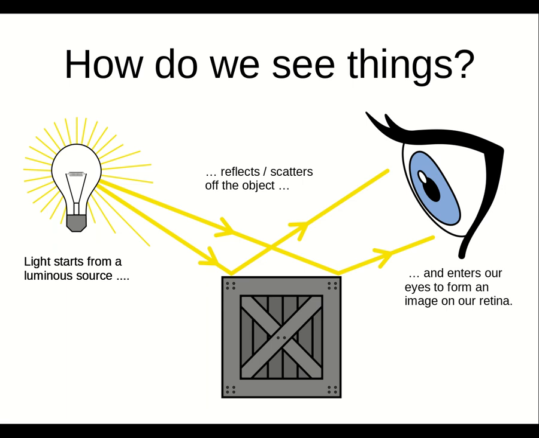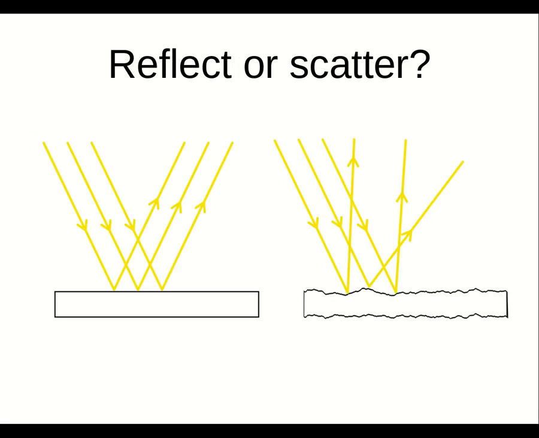So I used the phrase reflects or scatters. What's the difference? Both result in us being able to see things, but we see things in a slightly different way depending on whether it reflects or scatters. So on the left hand side you'll see a flat surface. Light is striking the surface and reflecting off, and you'll notice that the rays of light are remaining parallel and in the same order after they've reflected compared to when they came in towards the material.